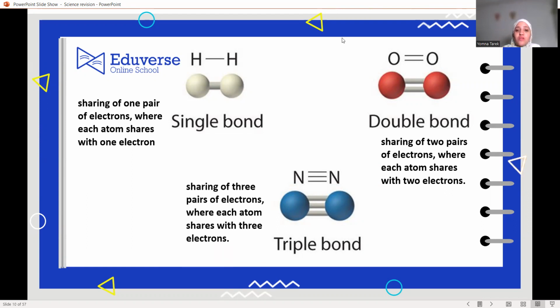Why triple covalent bond? Because nitrogen here has atomic number 7, so it's 2, 5. So it's going to gain 3 electrons. This is why it's trivalent, a triple bond.